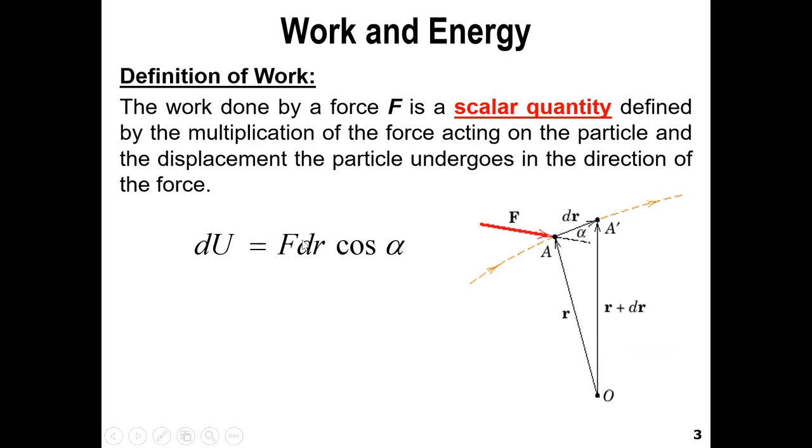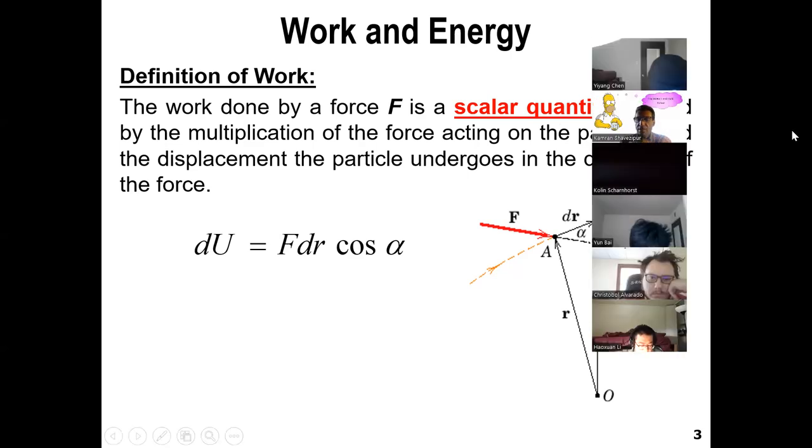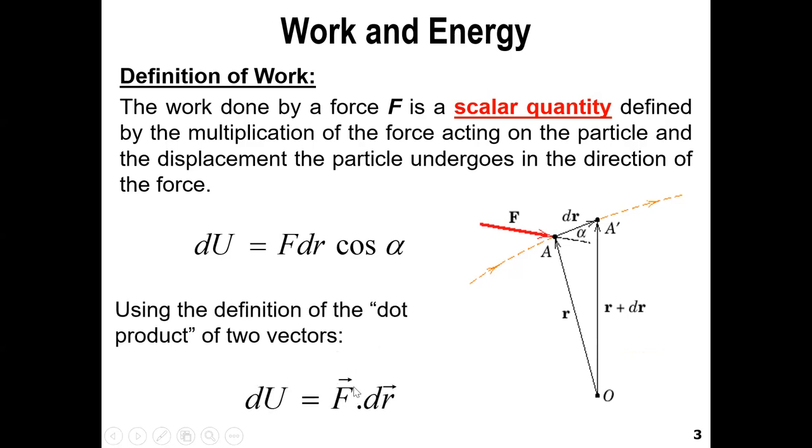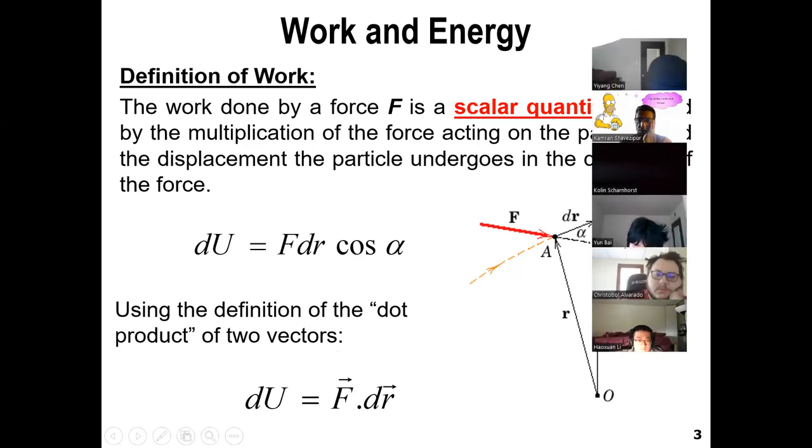Now, two vectors multiply by one another and multiply by the cosine of the angle between them. Remember, if this is F, this is dr, alpha is the angle between the two vectors. Does that remind you anything? Two vectors interacting with each other, creating a scalar, cosine theta or cosine alpha is involved. Do you remember anything from your math stuff? Maybe not. That is how we define dot products. Now you remember what dot product is, right?